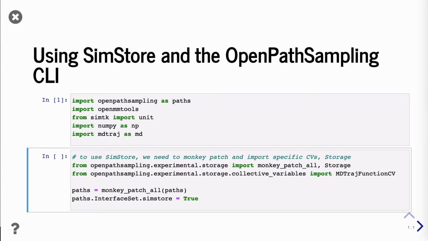We also need to do the same thing for collective variables. That is, we need to get collective variables out of the experimental storage sub-package. And finally, when we're dealing with transition interface sampling, we need to inform the interface set that we are using SimStore. But that's all you really need to do.